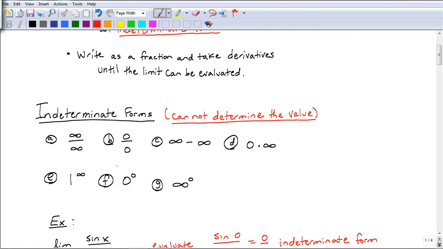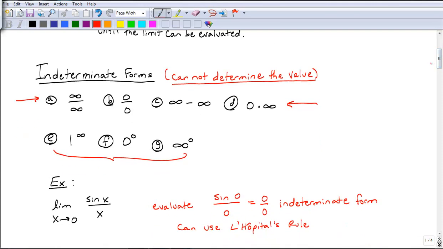Is that 1? Infinity minus infinity. 0 times infinity. 1 to the infinite power. 0 to the 0 power. Infinity to the 0 power. Those are examples of indeterminate forms. And the first 4 on top are the ones that are the most straightforward to deal with. The forms on the bottom usually require you to use a natural log to get the x's out of the power.